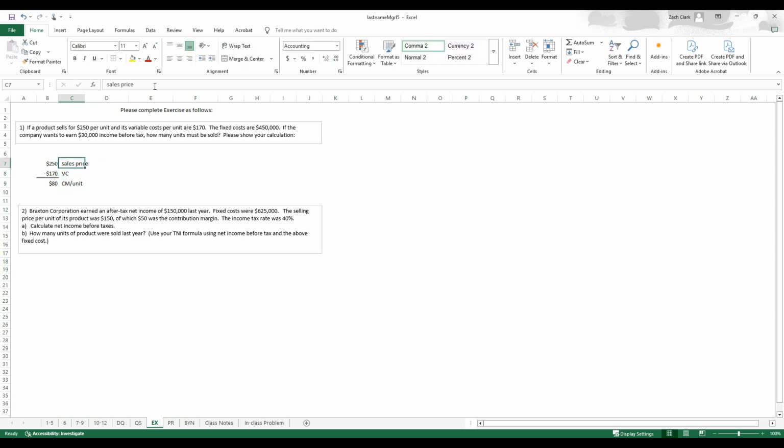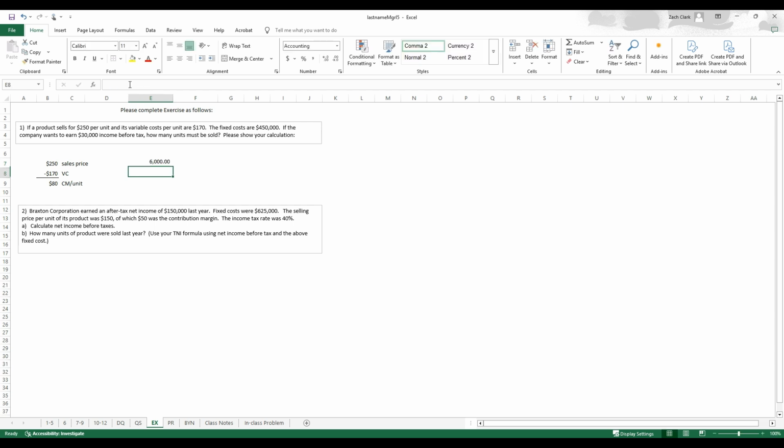Okay, and then we could do our break-even calculation in units by just taking the fixed cost of 450,000 divided by 80. So if we wanted to break even, we would know that we'd need to sell 5,625 units.